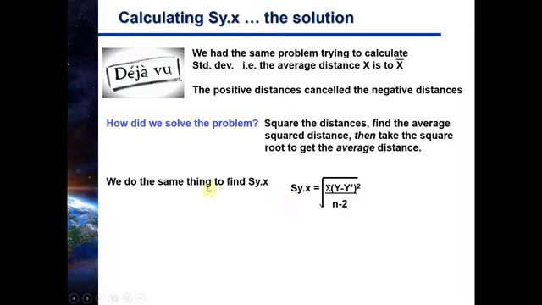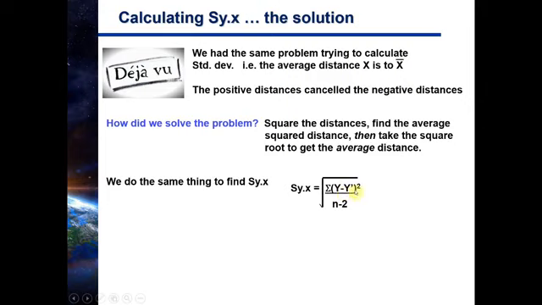So we're going to do the same thing to find Sy.x, the standard error of estimation. What we're going to do is get all the y minus y primes, all those distances. But before we add them up, and that's key, you have to do this before you add them all up, you're going to square each distance. So you're going to get y minus y prime squared for the first dot. Then you go to the next dot and you do y minus y prime, and you square that one. And then et cetera, until you've gone through all your dots.